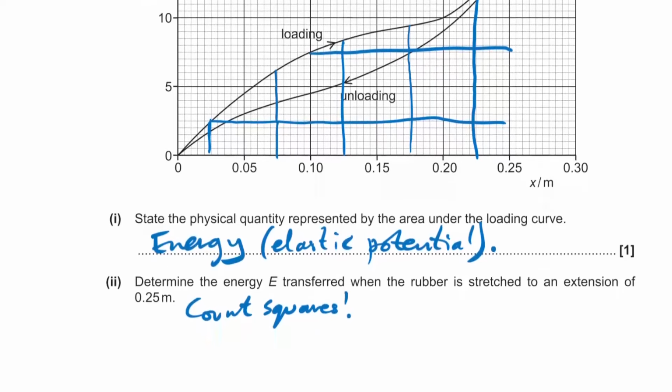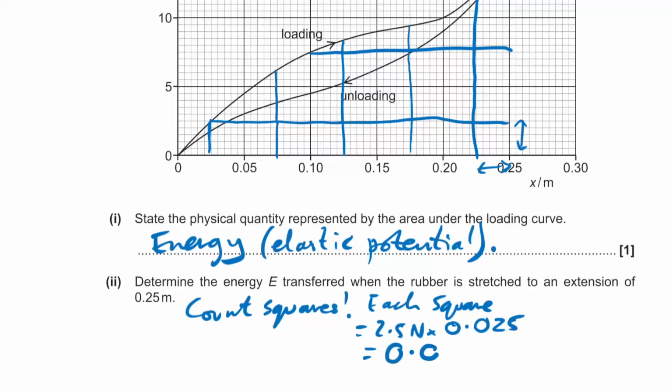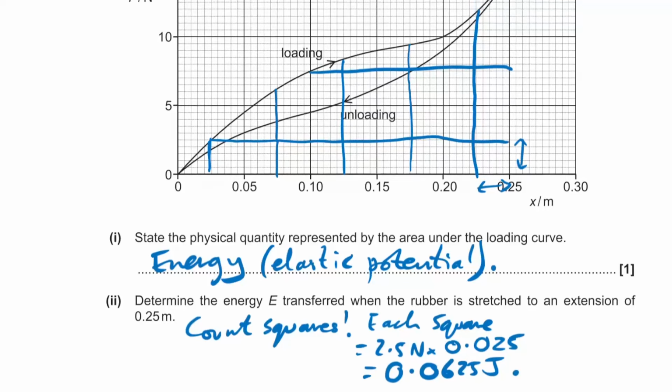Okay, so I guess, yeah, big squares, that's going to be too inaccurate. Small squares, that's going to take way too long. So let's go with half squares then, I guess. Each square is going to be equal to just the height of one of these times the width of one of these. So it's going to be 2.5 newtons times 0.025. And so that gives us 0.0625 joules per half a square there.